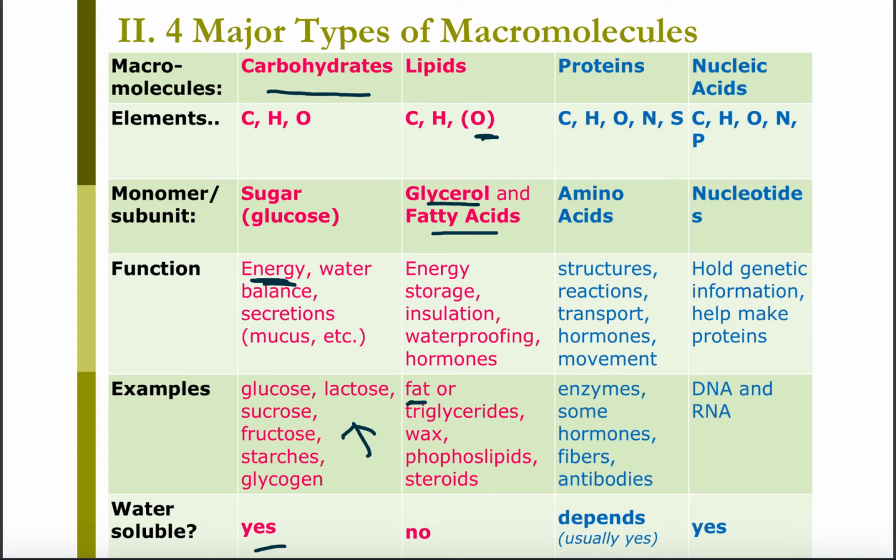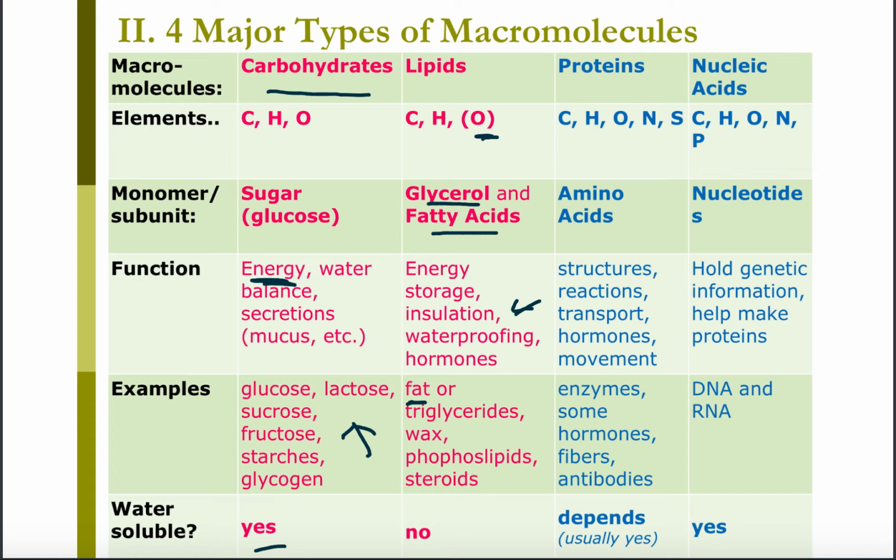Okay, so in this case, fats or lipids are associated with energy storage, insulation, keeping you warm, waterproofing, hormones. It's one of the types of hormones that your body can form. And in this case, examples are fats. Triglycerides is another term for fats. So any fat that you have, it's a triglyceride. When you think of, I have a lot of fat on my body, that's triglyceride. It's also waxes, phospholipids, which are found in cells, and steroids. Those are all examples of lipids.